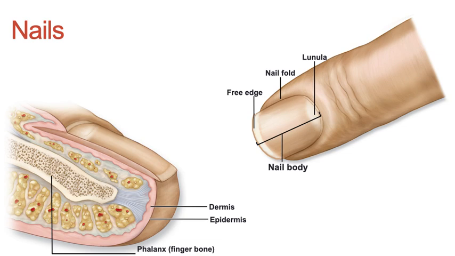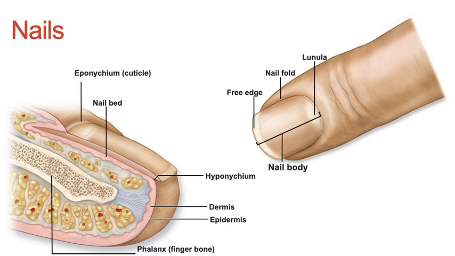Now, moving to the image on the left, we can see the structures underlying the nail body. Directly below the nail body is the nail bed. This is the skin beneath the nail plate. The distal edge is the hyponychium. It's also informally known as the quick of the nail. And basically, this is epithelium located beneath the nail plate at the junction between that free edge and the skin of the fingertip. And it forms a seal that protects the nail bed.